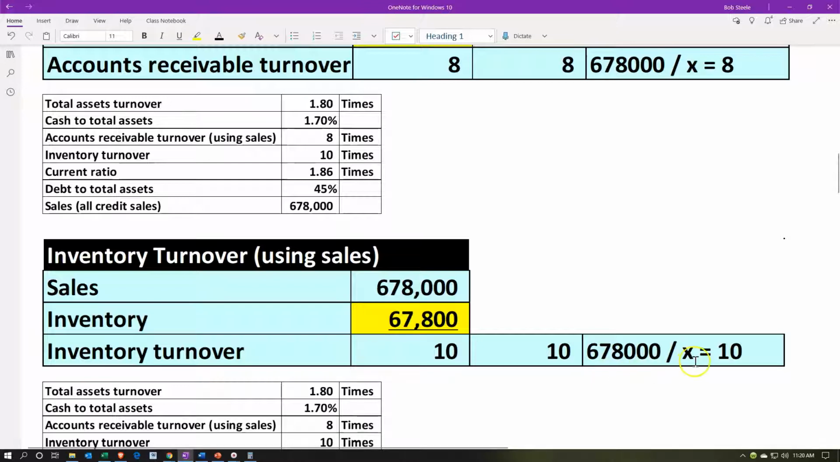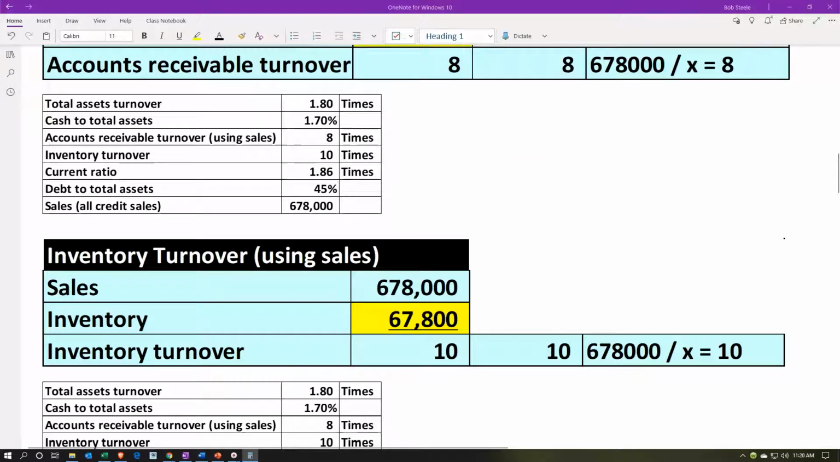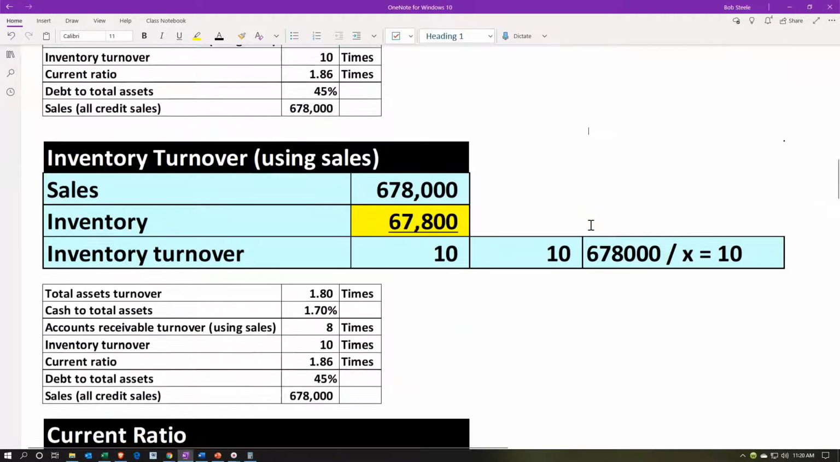678,000 divided by X is going to be equal to 10. And then we could basically do the algebra on it. So we're going to say, all right, then you're going to take the 678,000 divided by 10, and that's going to be the 67,800. So then you could double check it. You could say, all right, if I took the 678,000 divided by 67,800, that's going to give us our 10 here. So there we have that item. Let's take a look at what else we can put together here.